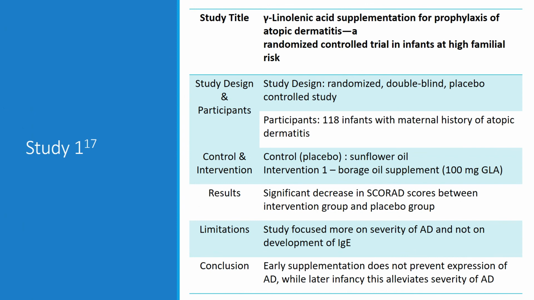This first study looked into the application of borage oil in expectant mothers and their child during the study period. Mothers were placed in an intervention group of borage oil and a placebo group of sunflower oil. When the child was born, they were also given supplementation, and this was continued up until the infant was 6 months old. Results illustrated that while the supplementation of GLA did not decrease the expression of AD, the severity of AD as it occurred in the infant was decreased.